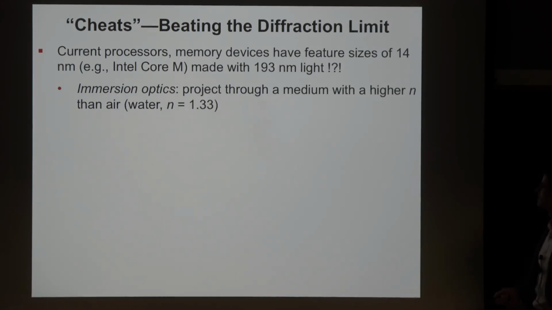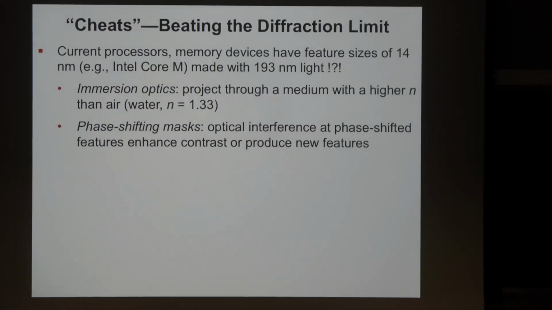Well, one way is to use immersion optics. So remember that the numerical aperture, which appears in the bottom of our resolution equation, can be increased by increasing the refractive index of the medium. So you're effectively reducing the wavelength of the light if you have a high index medium. In general, we use water, so that gets you a good factor, 1.33 instead of air. But your processes have to now be compatible with water, because now there's water between your lens and the chip that you're making.